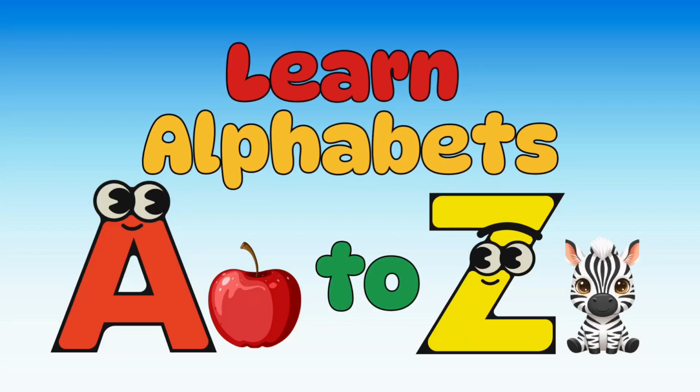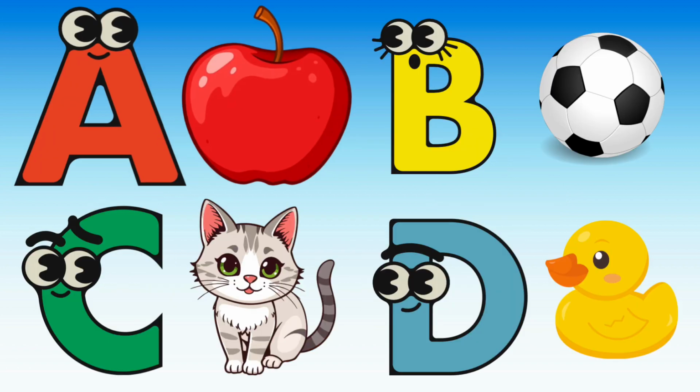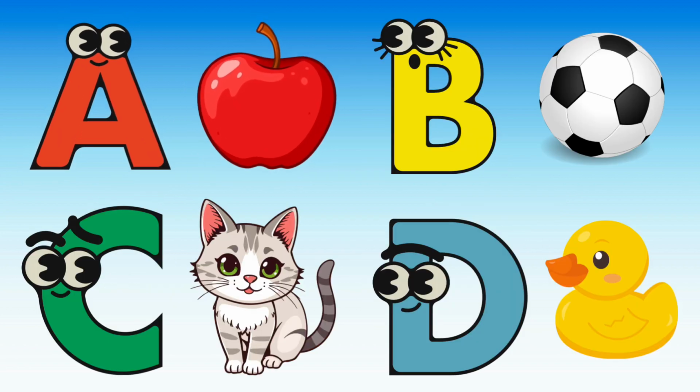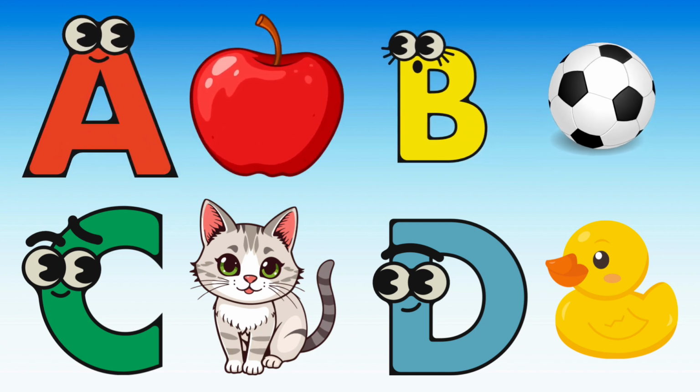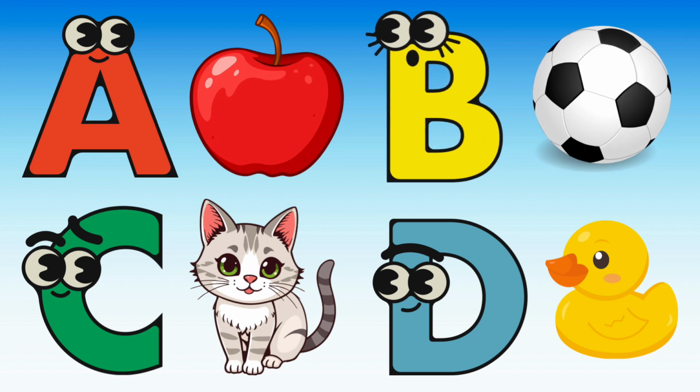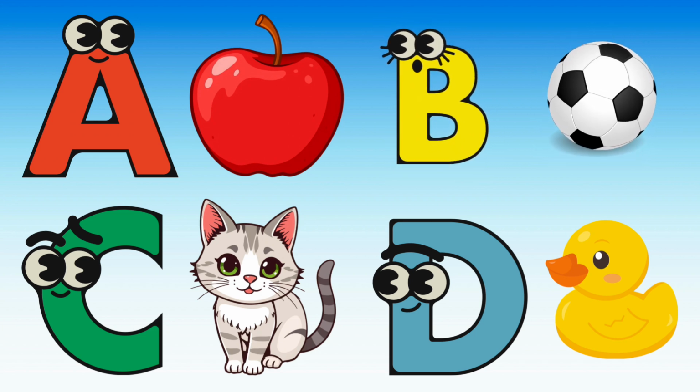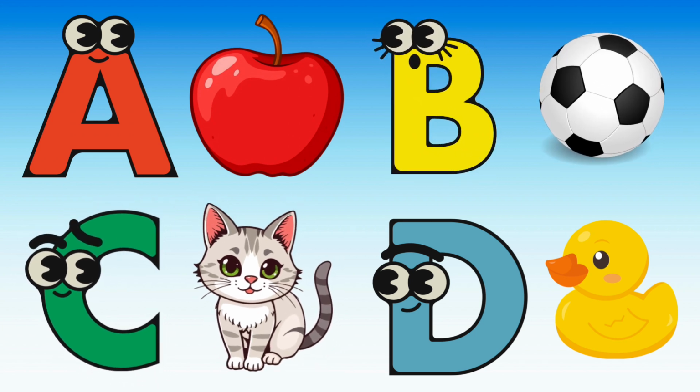Today we will learn A to Z alphabets with objects. Let's begin. A is for apple. Apple is a fruit. B is for ball. Ball is used to play. C is for cat. Cat is a pet animal.